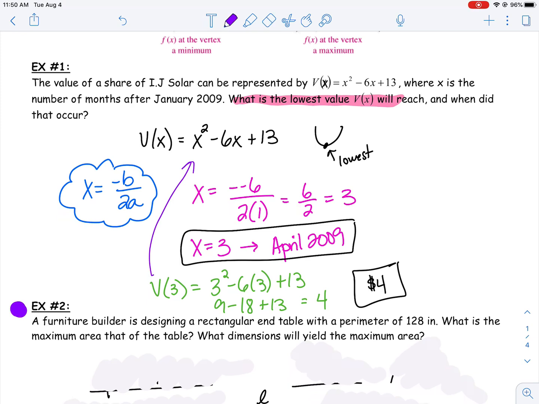So being able to take this quadratic function and find the vertex will allow us to find the minimum or maximum, in a different case, of a certain value.